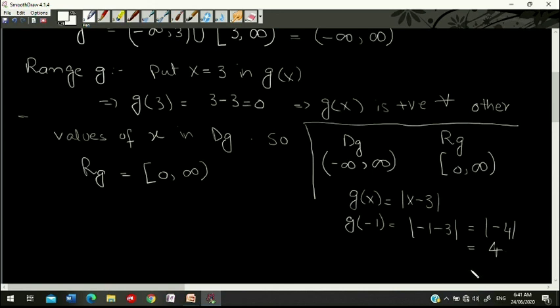So if you put any negative number from your domain, you always get a positive result. That's why your range starts from 0, a closed interval, and goes up to plus infinity, because all negative numbers also give you a positive result. There is no negative number in the range of your function, because of the property of this mod function, which always gives you a positive result.